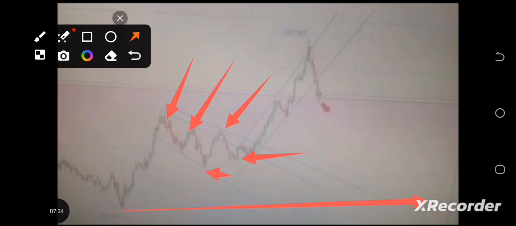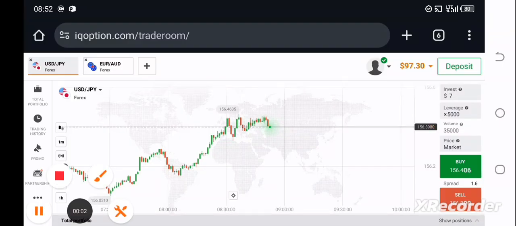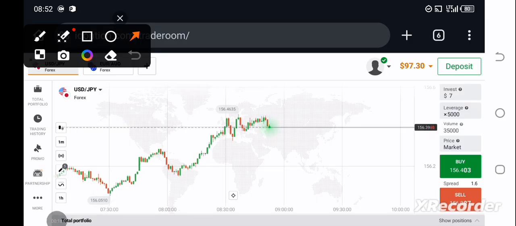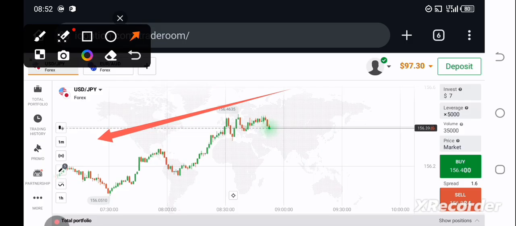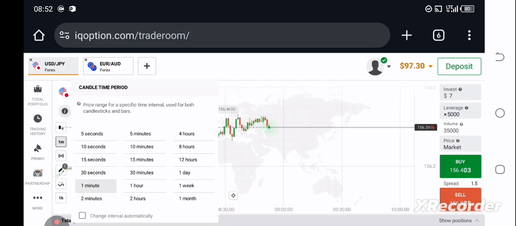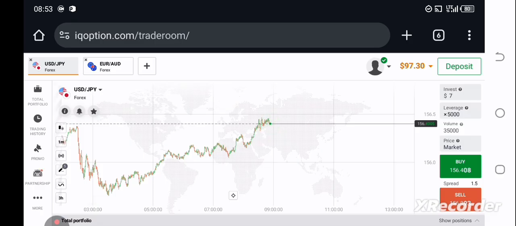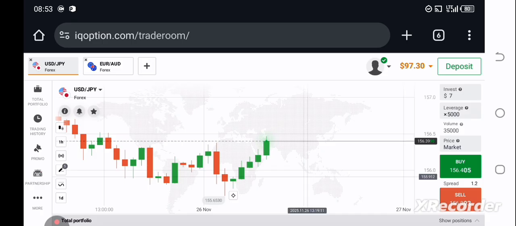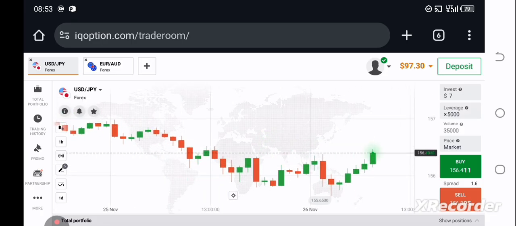So let me look at your chart again. If you look at this chart now, you see that the time frame is on 1 minute. I've told you already that you select the time frame that you want by changing it to, let me see, 1 hour. You can see this is the 1 hour chart. It means every candlestick here represents 1 hour.